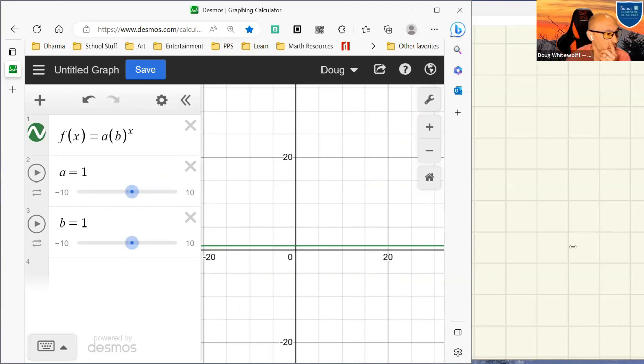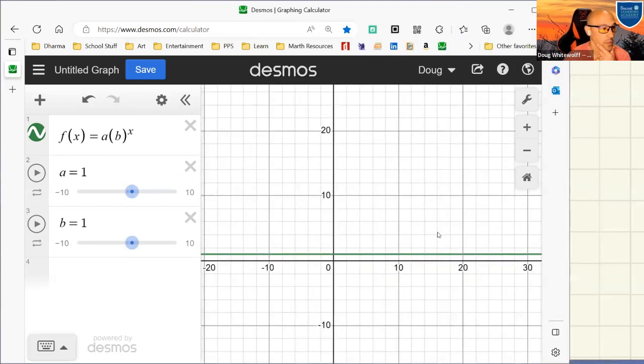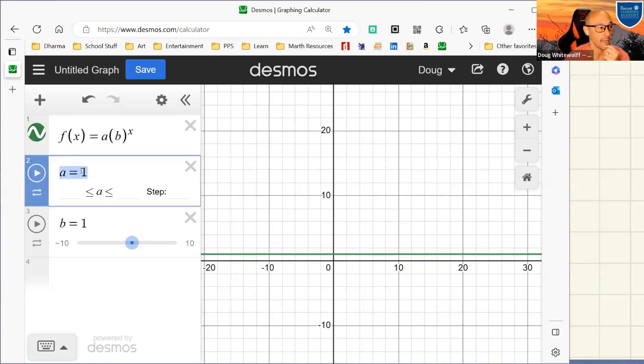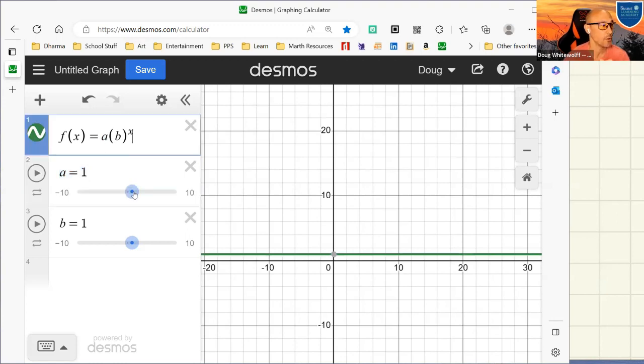So what I've done is I've created this function f of x, that's function notation, is equal to this number a. And right now, a is set to a value of 1. You can see that a equals 1. And then a times b to the x, and b is currently set to 1 as well.